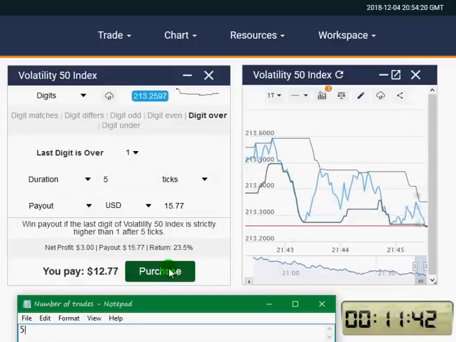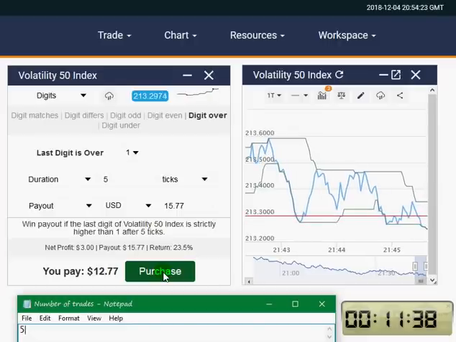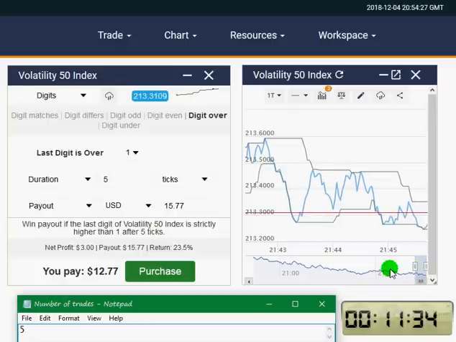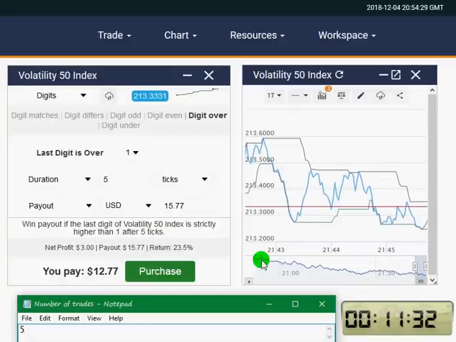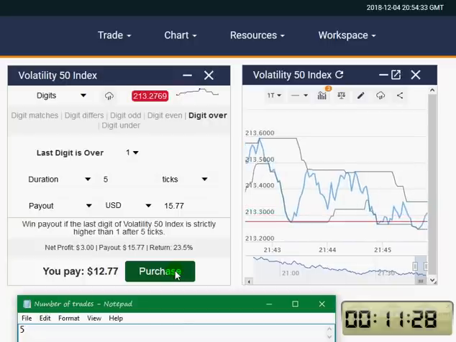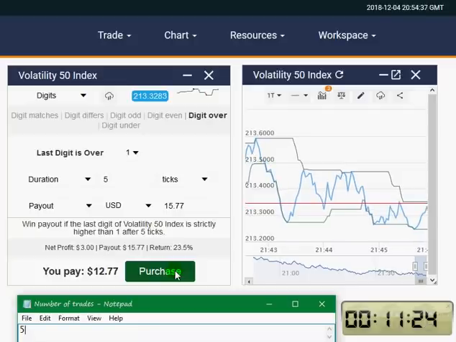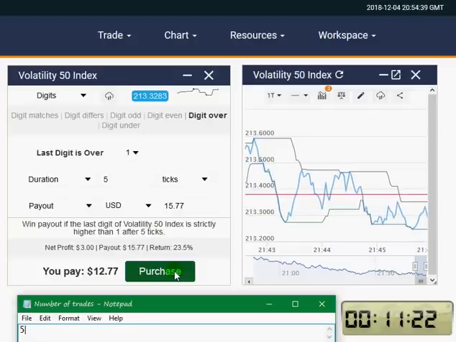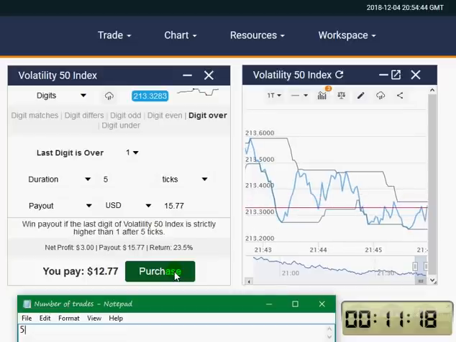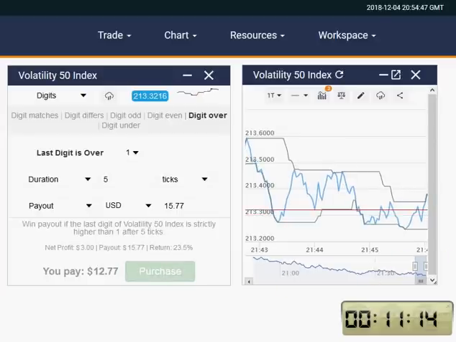You can see it's going down. Remember, you have to move this thing close. Going up. So I have to be patient. It's moving close to the maximum. It has overlapped, so we click on purchase.